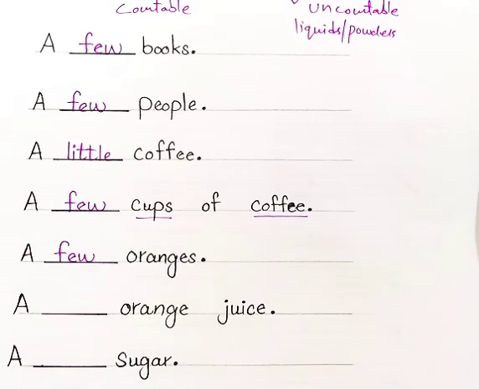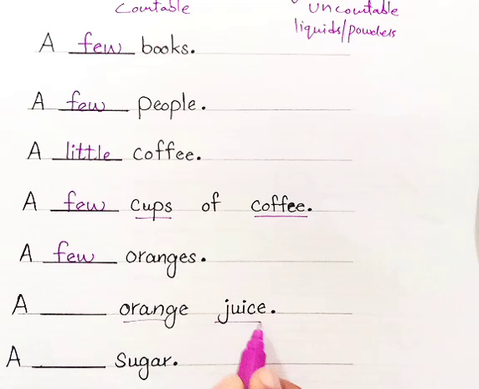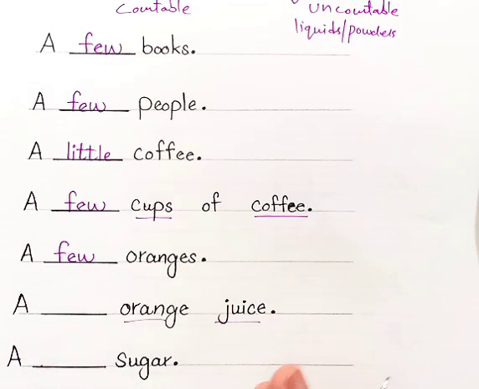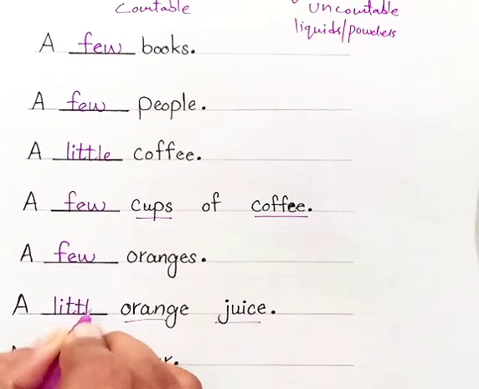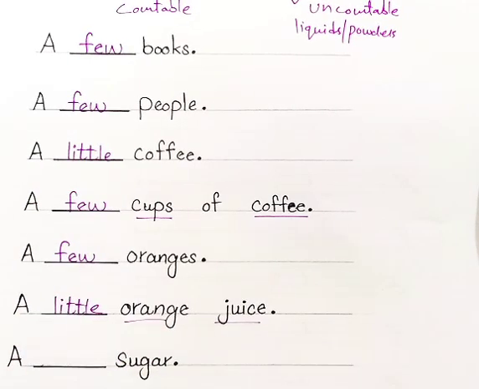Next one, a blank orange juice. Orange juice is a form of a liquid. So we cannot count the liquid. So liquid is an uncountable noun. And for uncountable nouns, we use the word little. A little orange juice. A blank sugar.